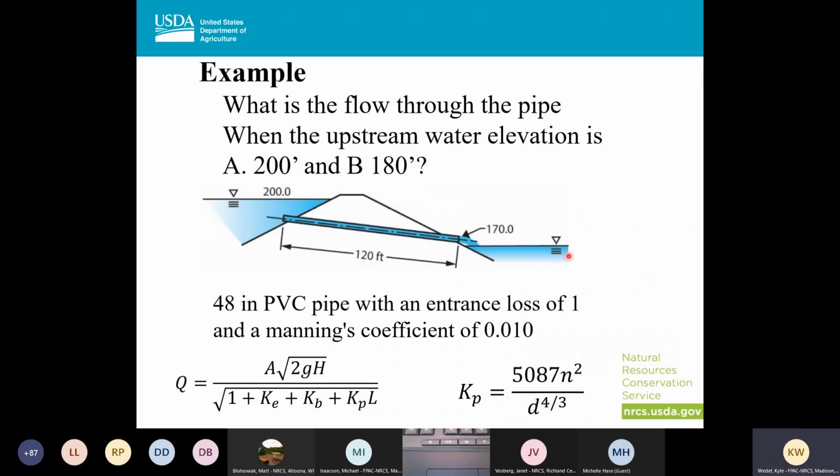All right, so I'm going to give you guys some time to work through this problem. It's pretty similar to the one I just worked on here, except our pipe size is going to be 48 inches. And again, I'm going to have an entrance loss of 1, Manning's N of 0.01, and we're going to solve for elevations of 200 and 180.